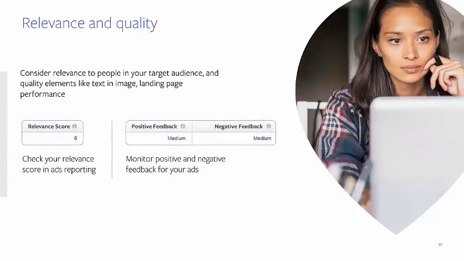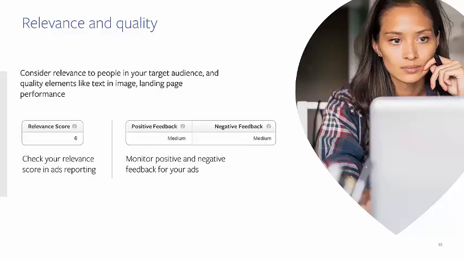Finally, the third piece in the total value equation is relevance and quality. This one's a little self-explanatory, but allow me to explain anyway. You can get a best sense of how your ad is doing here by checking the relevance score metrics in ads reporting. In reporting, you can see an aggregate relevance score in addition to a breakdown of positive and negative feedback.